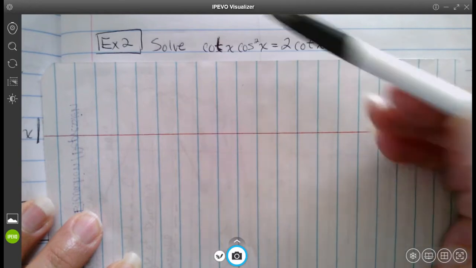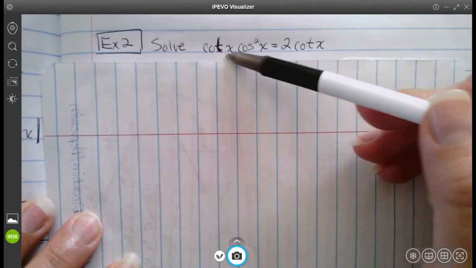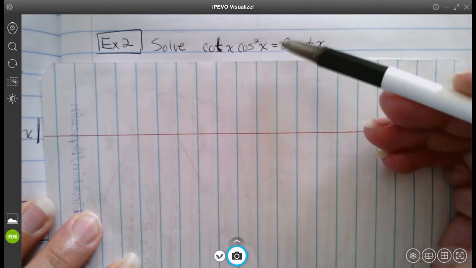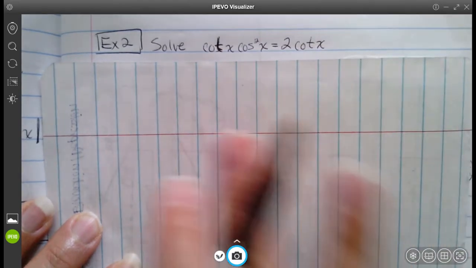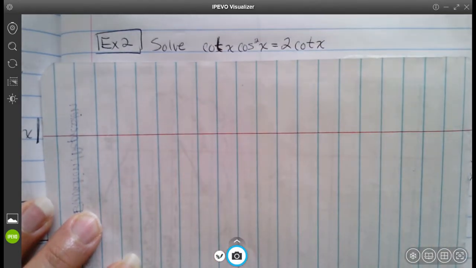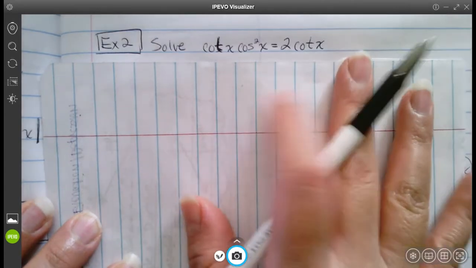Okay, next we have example 2, solve cotangent of x times cosine squared x equal to 2 cotangent of x. This one I went ahead and just solved again, kind of to save on the time here, and so we're going to go through each step.